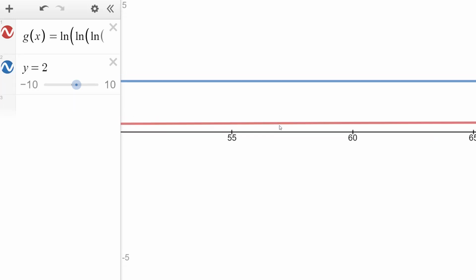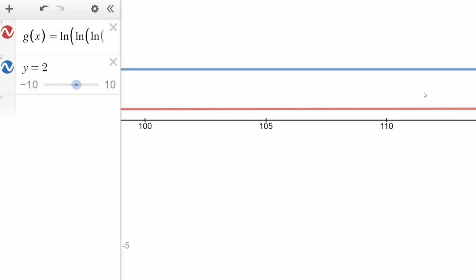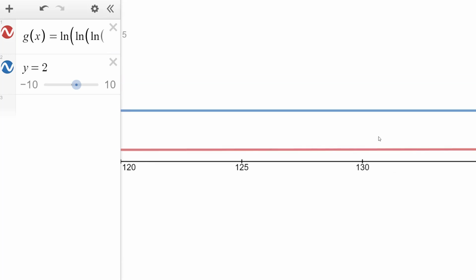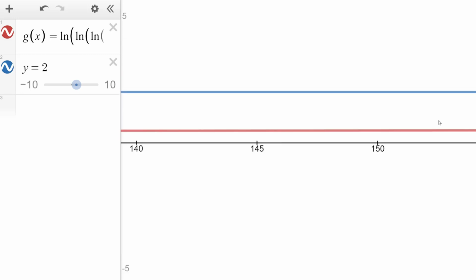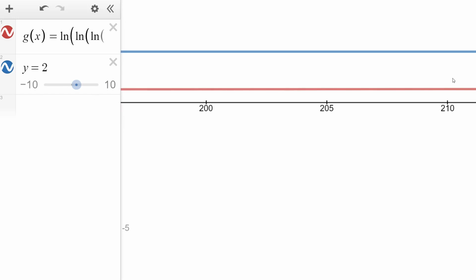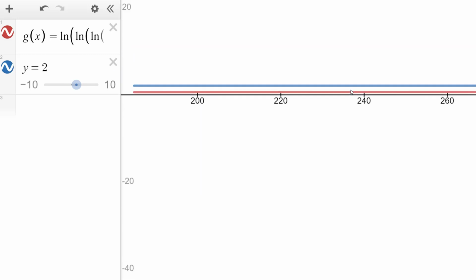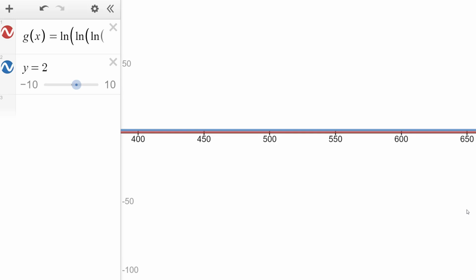Now we're already at x equals, you can see on the screen, around 60. And the red curve is the natural log of the natural log of the natural log of x. And we want those y values to reach a height of the blue curve, which is y equals 2. And as I scroll over, we should know it takes a while. Well, you can see if I keep doing this, it just doesn't seem to happen.